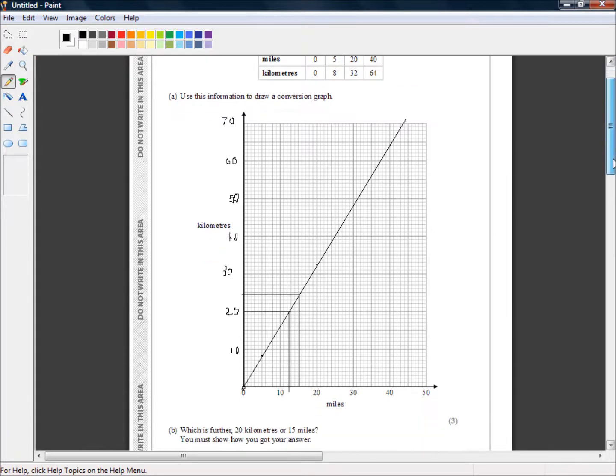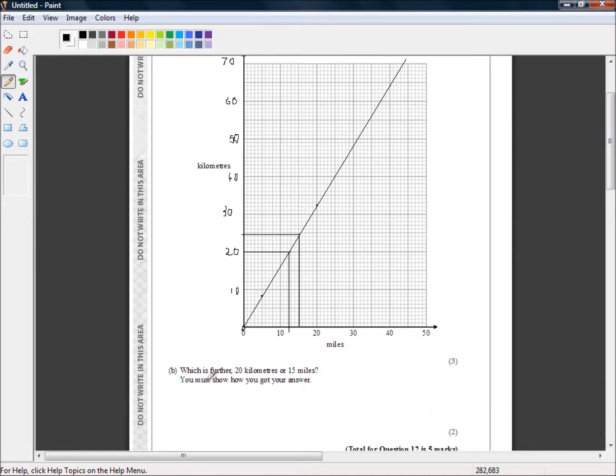And if we come down, the next part of the question says, which is further, 20 kilometres or 15 miles? You must show how you got your answer. You can show how you got your answer on the graph. So the way to do it is to read off 20 kilometres, which is here, go across to where the line is, and then come down to the miles, and you'll see that's 2.5 squares over the 10, so 20 kilometres is 12.5 miles.